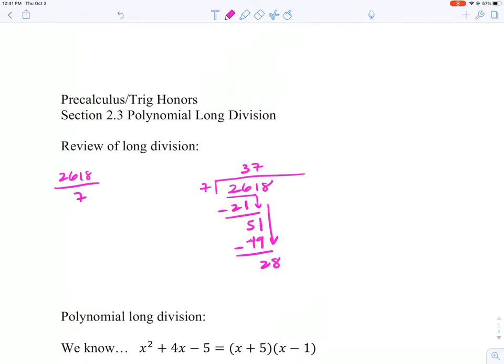And then now 7 divides evenly into 28 4 times. 4 times 7 is 28. And we can see that we end up with a remainder of 0. Okay, so 2,618 divided by 7 is equal to 374. Or an equivalent statement would be 2,618 is equal to 374 times 7.